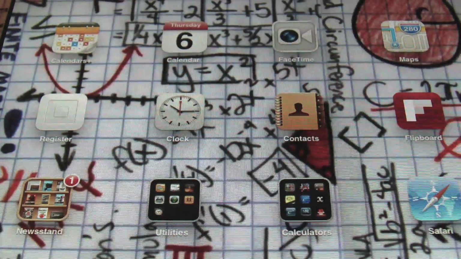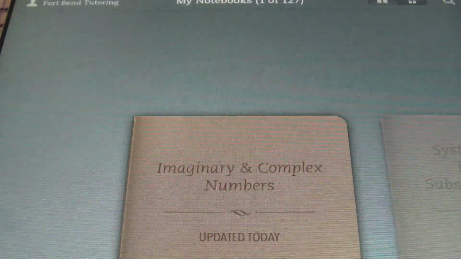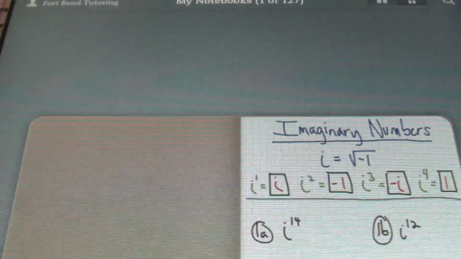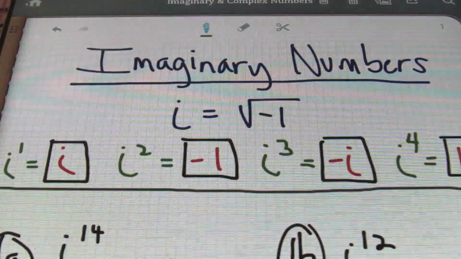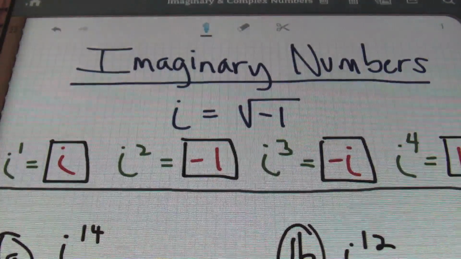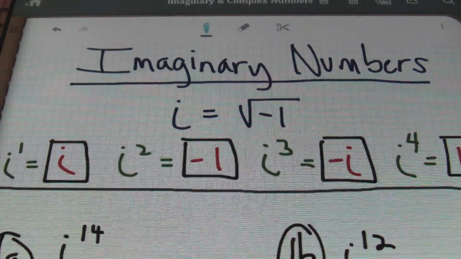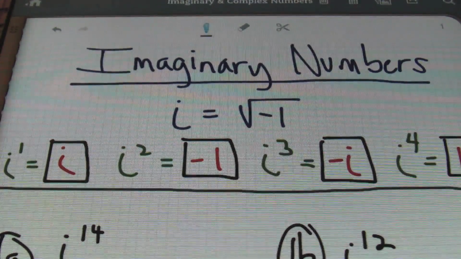Hello, ladies and gentlemen. This is Mr. Witt with Fort Bend Tutoring, and today's lesson is going to be about imaginary and complex numbers. So, what are imaginary numbers, ladies and gentlemen? Well, just like you, mathematicians got tired of not being able to take the square root of a negative value.